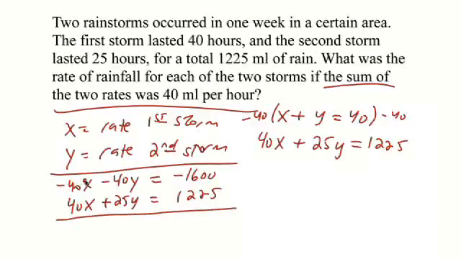Negative 40x and positive 40x is 0. Here, negative 40 plus 25, I think, is negative 15y. And here, negative 1600 plus 1225, let's see, 5 and 5 is 10. I think this is negative 375. Is that right, Jerry? That is correct.